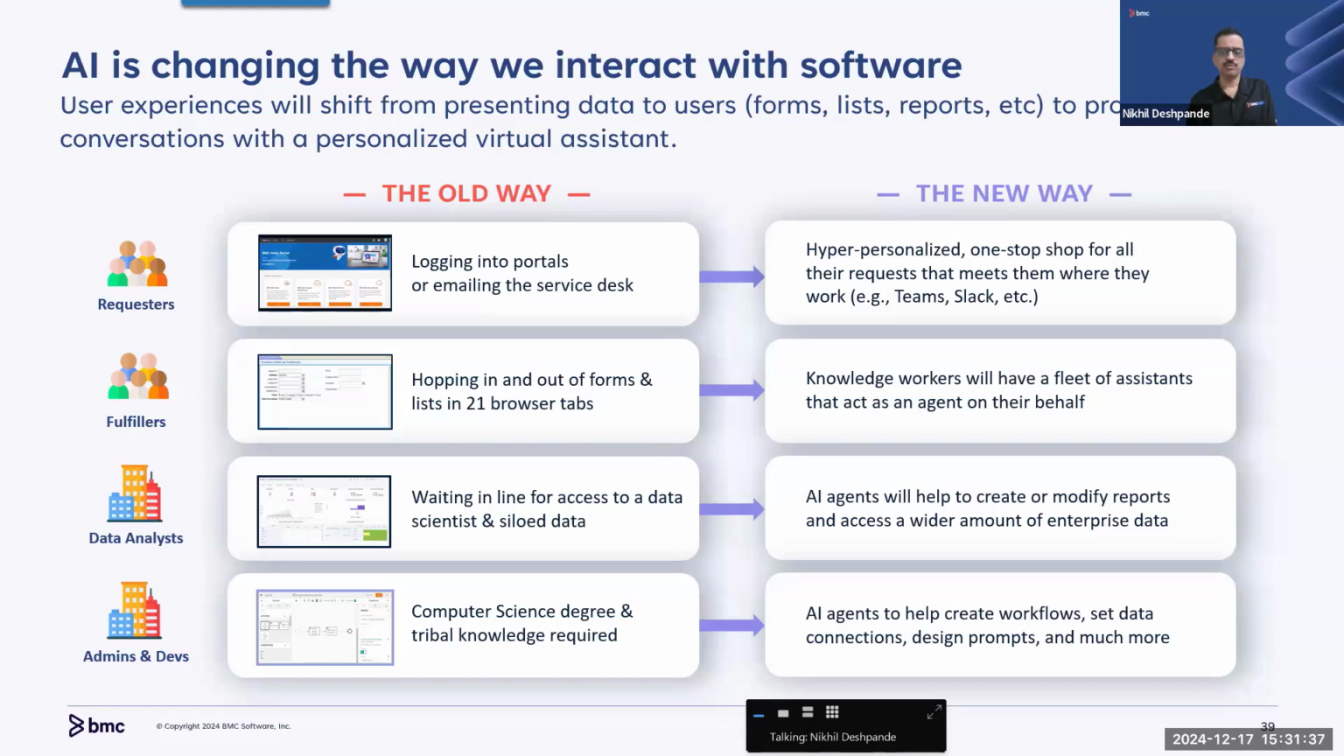Admins and developers: you would often have to rely on developers with special skills, special educational background. They would need special skills in a certain system or software in order to efficiently and effectively deliver results. Not anymore. In the new way, AI agents will help you automatically create those workflows, create end-to-end applications where, with very few interactions, you can build fully functional business applications.